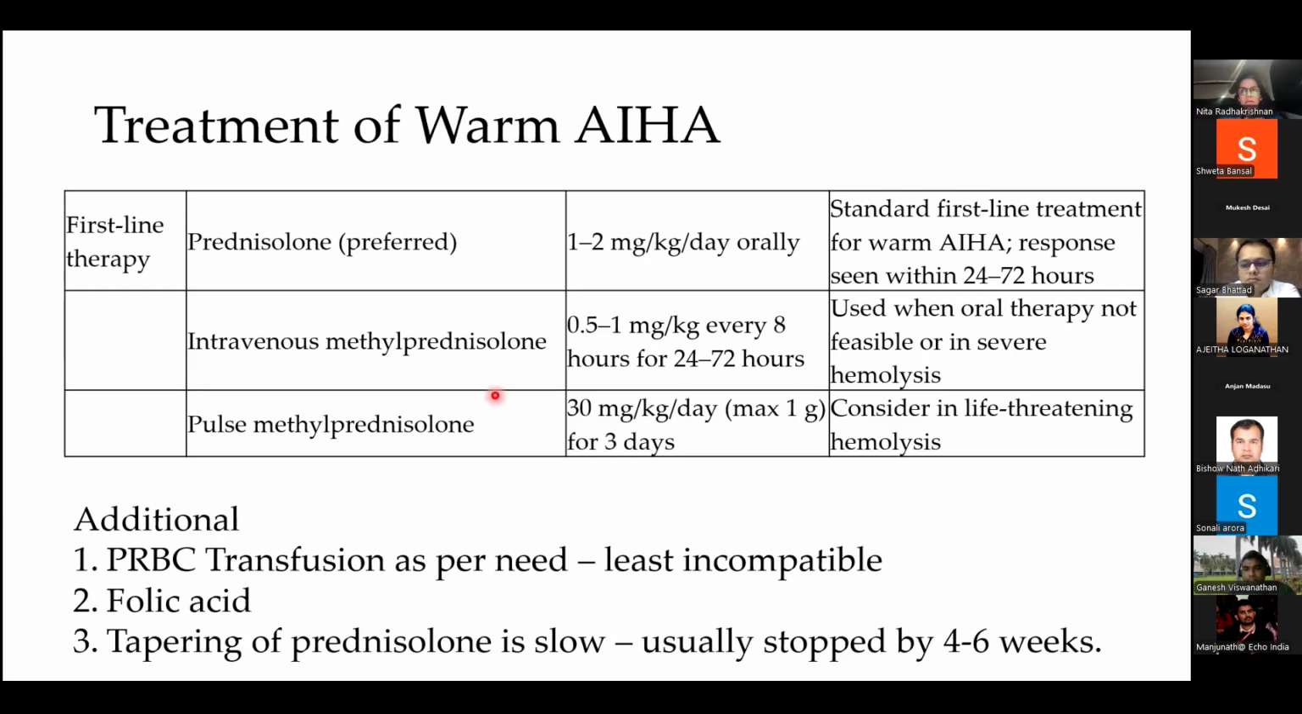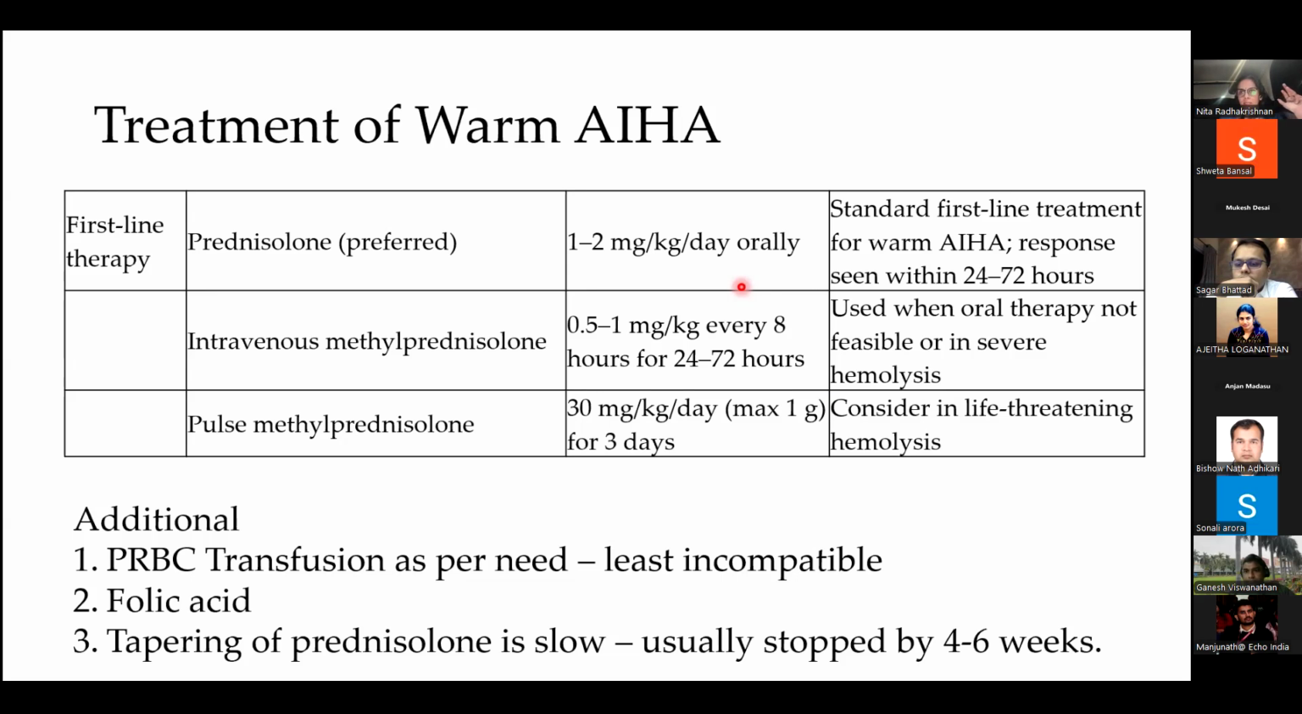In warm AIHA, the first line treatment is corticosteroids. Prednisolone is usually our first choice. Prednisolone at around 2 milligram per kg per day can be started. Unlike what we discussed for ITP, there are a few differences. One, the response rate to steroids is quite good. Around 70 to 80% of patients show a very good response.